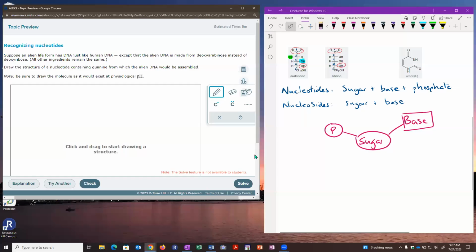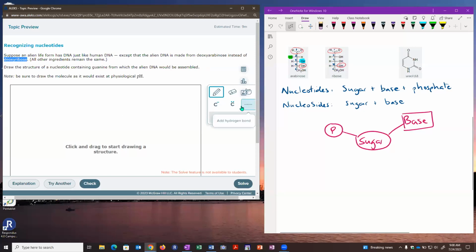All right, so in this one, you're given a scenario of an alien life form that has DNA, just like human DNA, except that this other form of DNA is made up of deoxyarabinose compared to deoxyribose. All the other components are going to be the same.